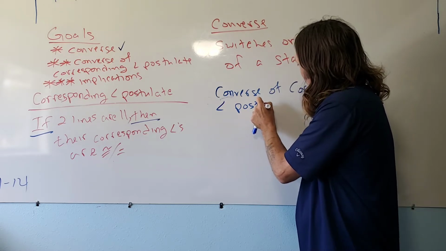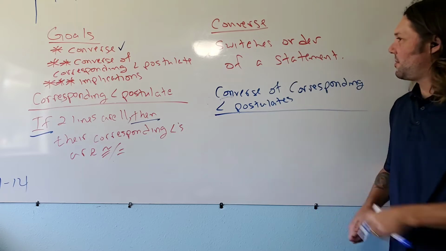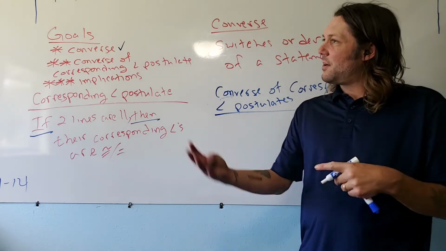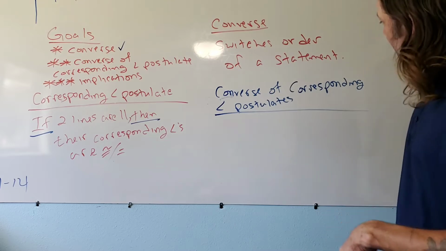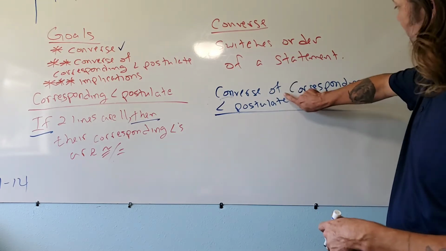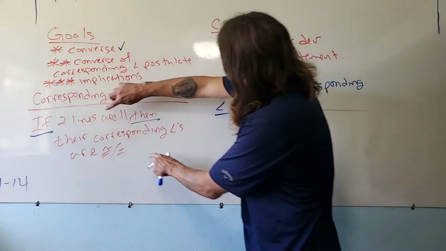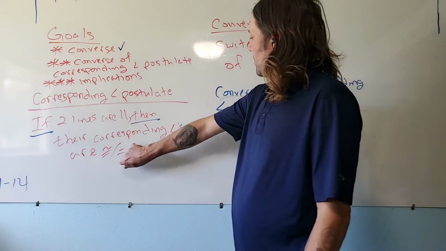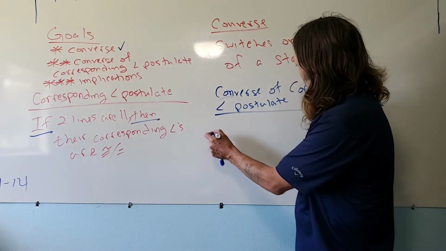And again, remember, postulates are things that we accept as true, not conjectures. Conjectures are statements that we base on a pattern. Postulates are what we accept as true. So, the converse of the corresponding angle postulate. And it says the following. Remember, I'm just going to switch this. So if corresponding angles are congruent, then the two lines must be parallel.